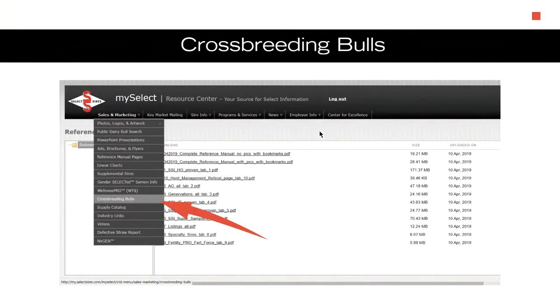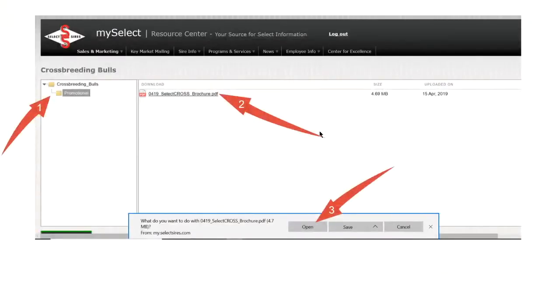The next section in the Sales and Marketing tab is Crossbreeding Bulls. This is a brochure put out after every proof run by Ohio, and it just features those bulls, both Montbéliarde and Jersey, that have been selected as the top options for clients who wish to crossbreed their Holsteins. Same procedure to open, and here you go.